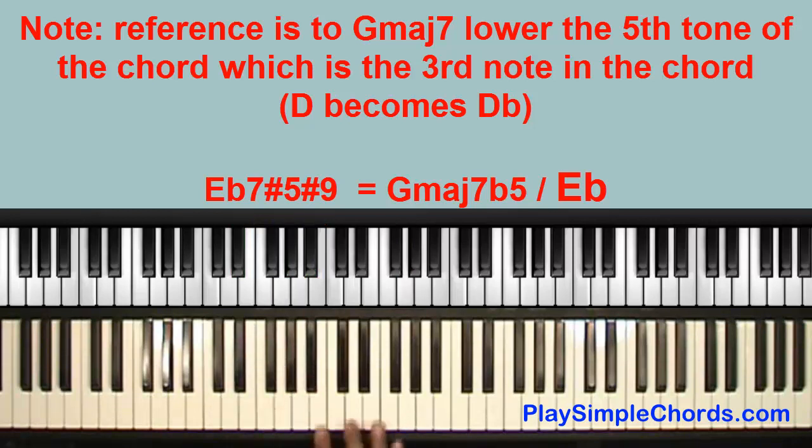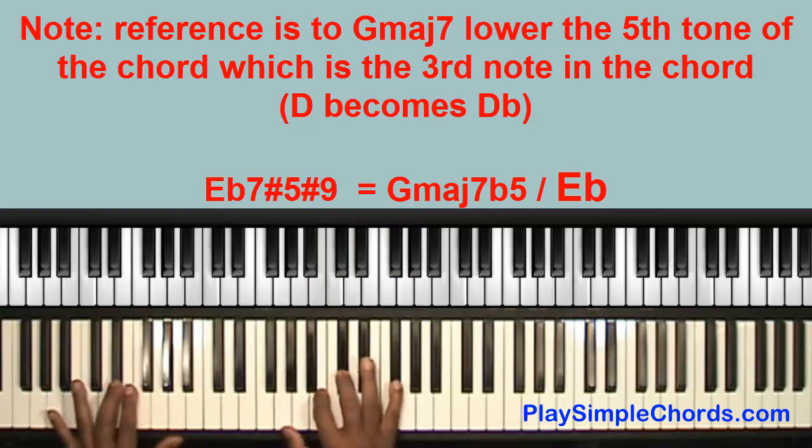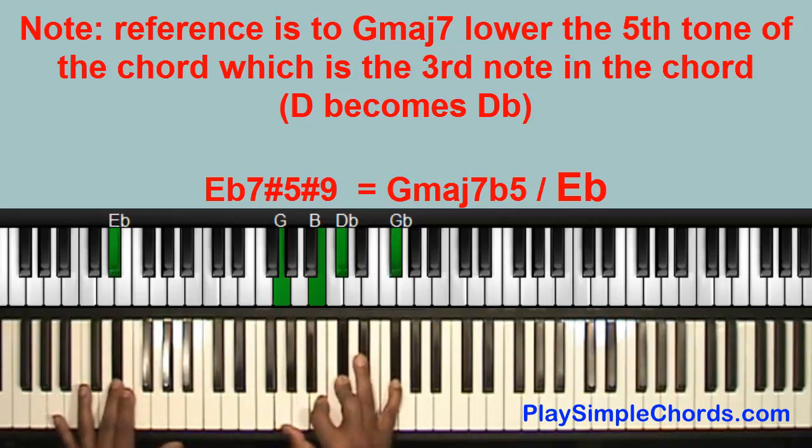So what we're going to do is take and make a major 7 on G. Make sure it's a major 7, not a dominant 7. Major 7 on G. And then we're going to lower this note a half step. Now play the E flat. Now you have an E flat dominant 7, sharp 9, sharp 5.